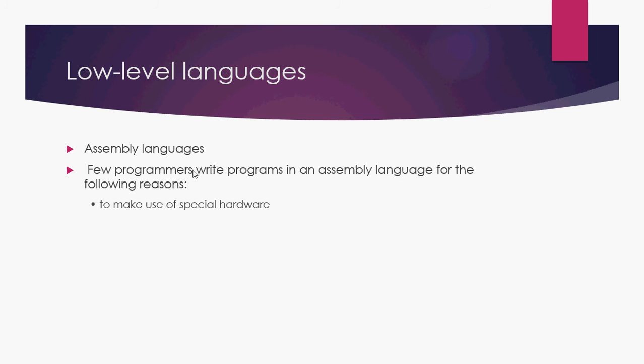In low level language, as we said, we have assembly language and machine language. We said before that machine language is 0 and 1, but assembly language uses specific instructions like LDA, STO, and we use assembly language to make use of special hardware.